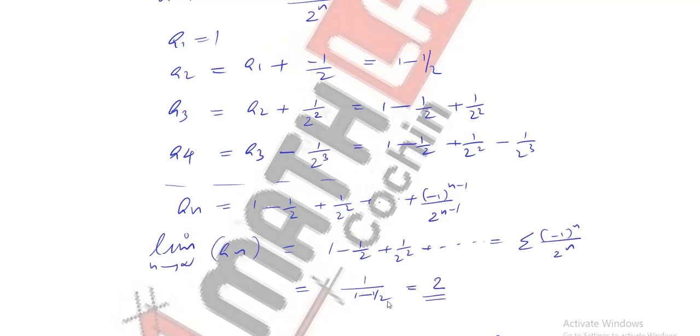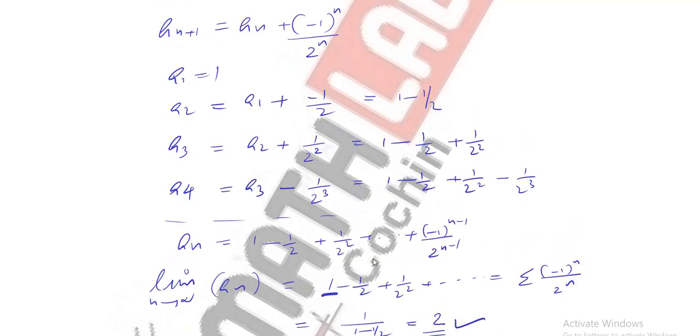r is the common ratio and a is the first term. So 1 by 1 minus 1 by 2 is going to be 2. So the sequence an converges to 2. Here the sequence is a sequence of sums, right? As n tends to infinity, it becomes an infinite sum, and that's called a series. So that sequence converges to 2.